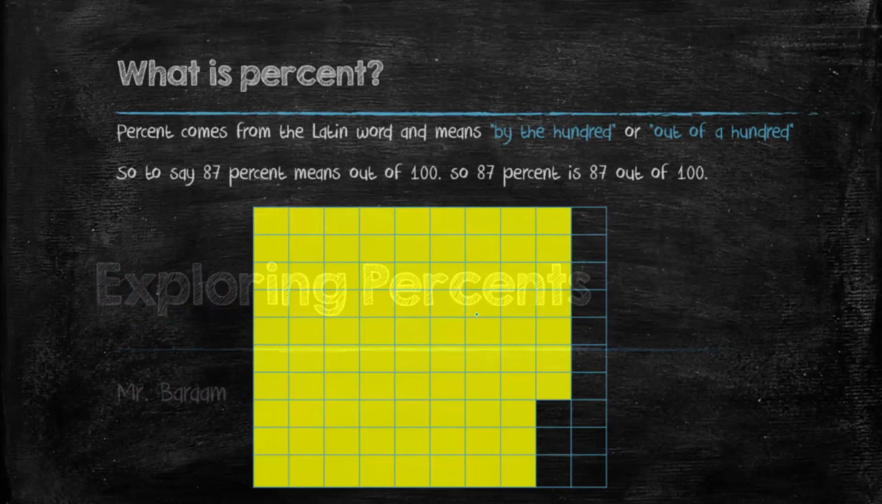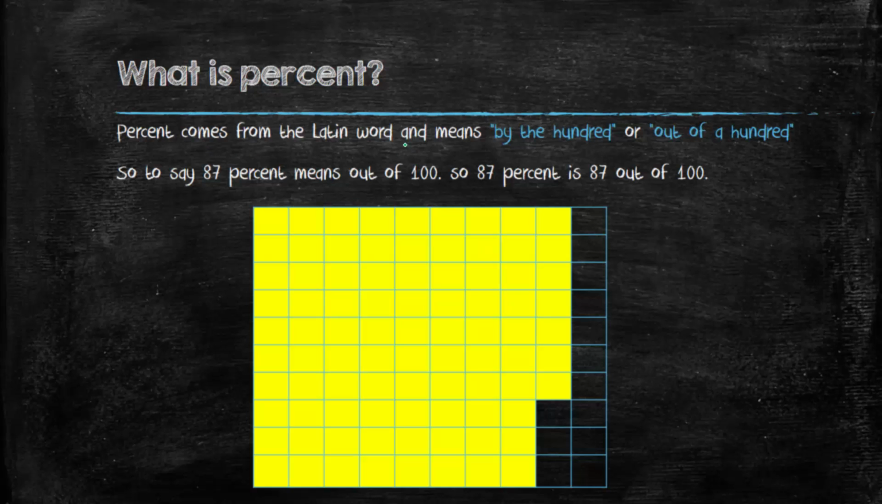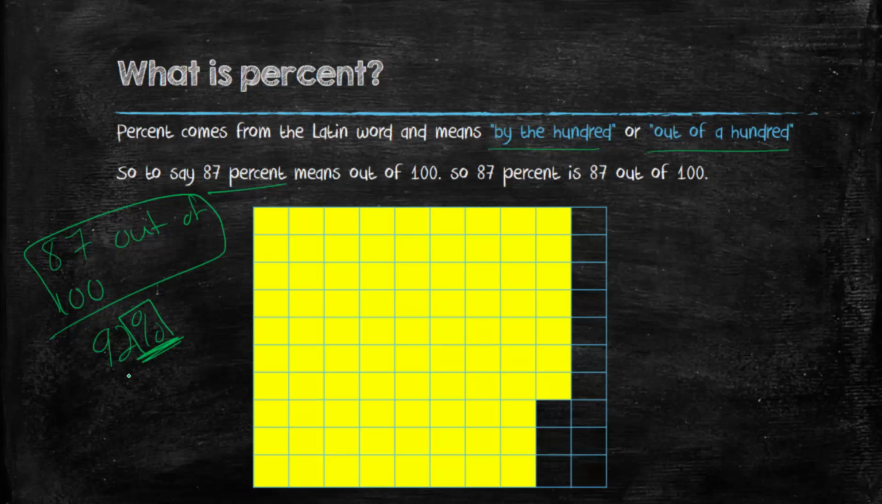Let's get started. Okay, so percent comes from the Latin word and essentially means by the hundred or out of 100. So when you see something that says 87%, you could translate that as 87 out of 100. That's what that means. So when you do a test and your teacher gives you 92%, for example, by the way, this is the sign for percent, it means you got 92 out of 100, okay? Which is, by the way, a great grade.